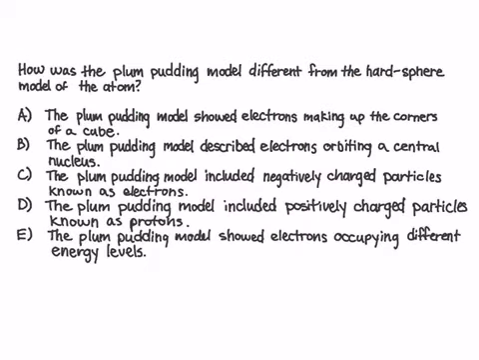How is the Plum pudding model different from the hard sphere model of the atom? A. The Plum pudding model showed electrons making up the corners of a cube. B. The Plum pudding model described electrons orbiting a central nucleus. C. The Plum pudding model included negatively charged particles known as electrons. D. The Plum pudding model included positively charged particles known as protons. Or E. The Plum pudding model showed electrons occupying different energy levels.